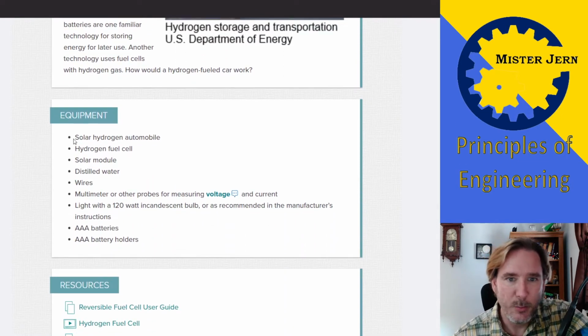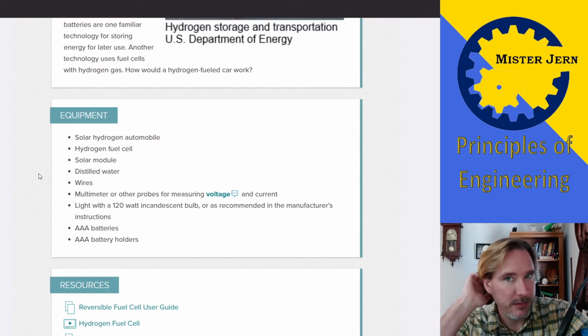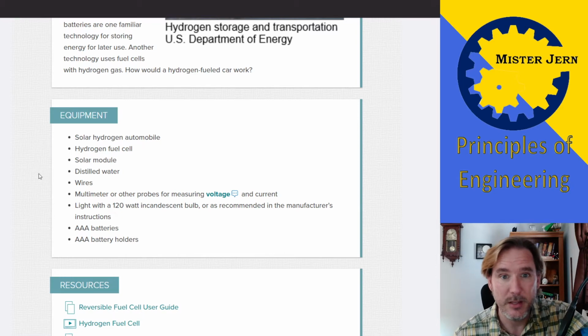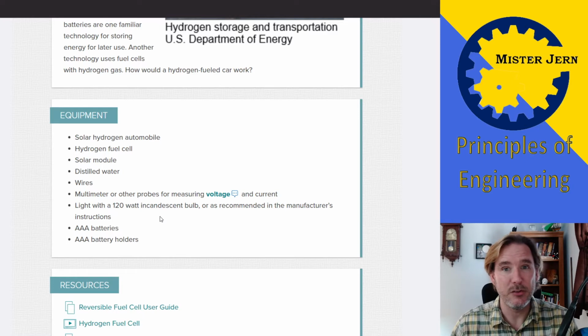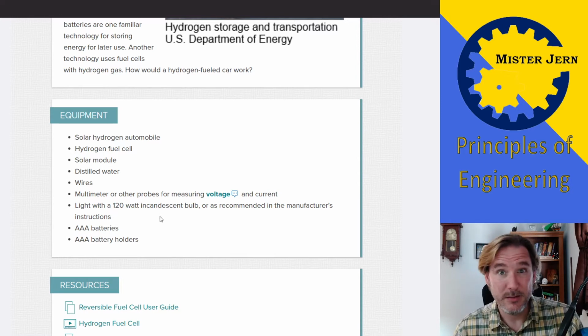So it goes into the equipment. I would definitely take a look at this, because if we get back into the classroom at some point, we may actually end up using the hydrogen fuel cell. And this is just a little bit of an introduction to it. It's not even like we're going to be building anything amazingly awesome. It really is just an introduction to the hydrogen fuel cell and talking about how much current and basically power it can produce.